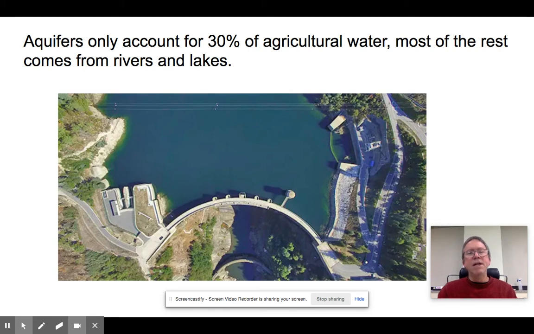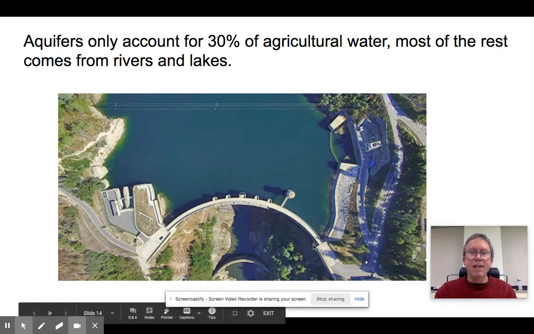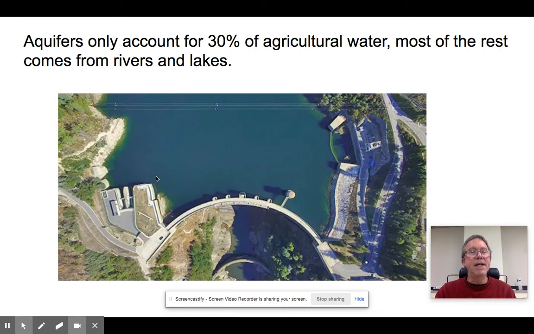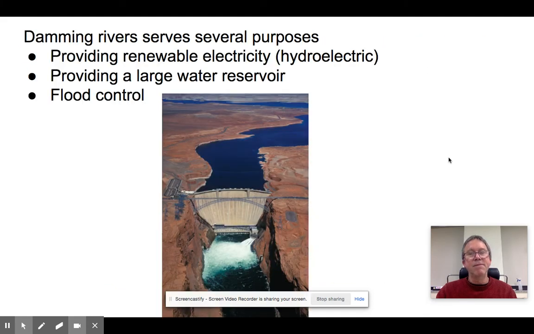So what people do is they'll build a barrier that basically blocks the flow of a river, and that will form a lake behind the dam. Now, this accounts for about 70% of agricultural irrigation water comes from these features. Okay, these man-made features. Sometimes we just take it directly out of the river, but a lot of times we build these dams. So the idea is when we build a dam, we get several benefits out of it.